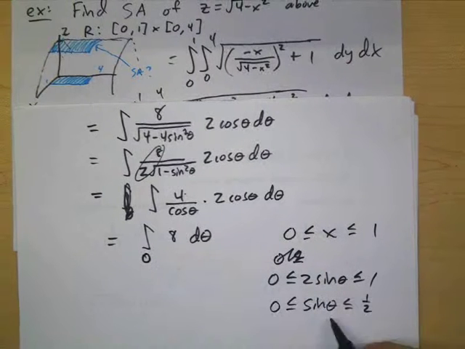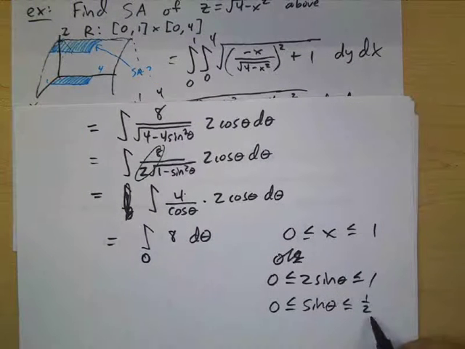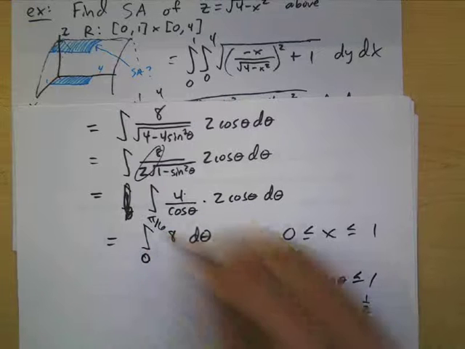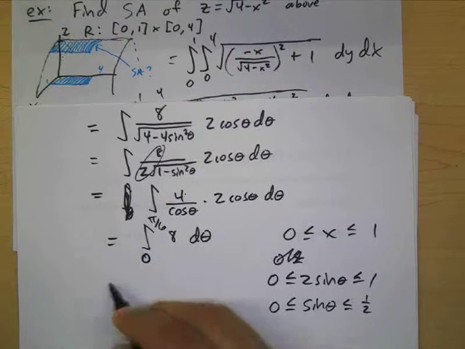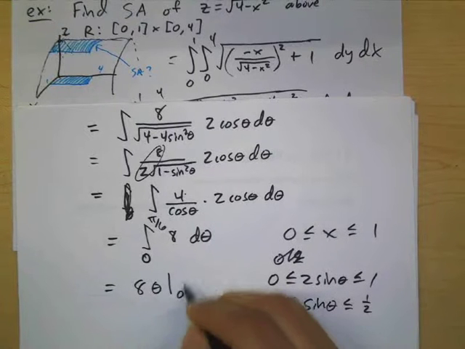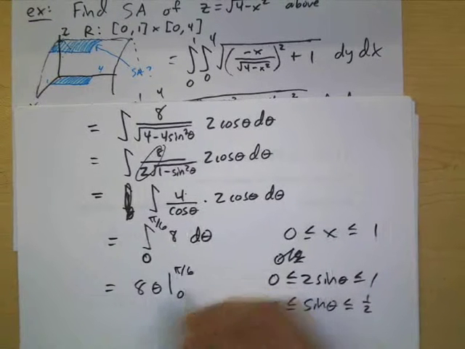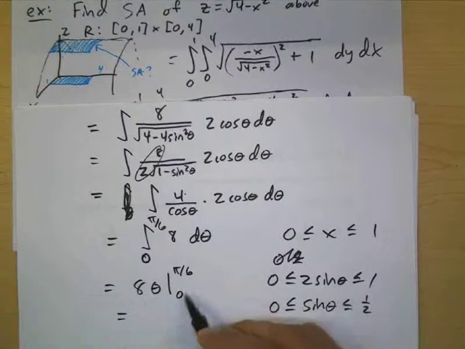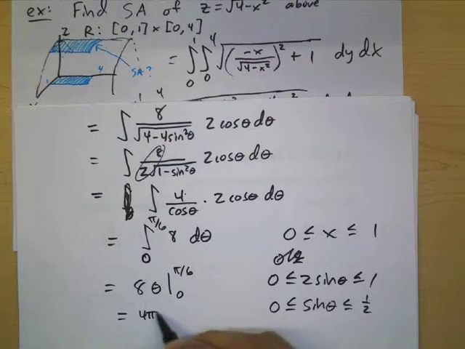0. And what angle for theta produces the 1/2? There we go. So then this becomes 8 theta, evaluated from 0 to pi over 6, which is just going to be 8 pi over 6, or 4 pi over 3.